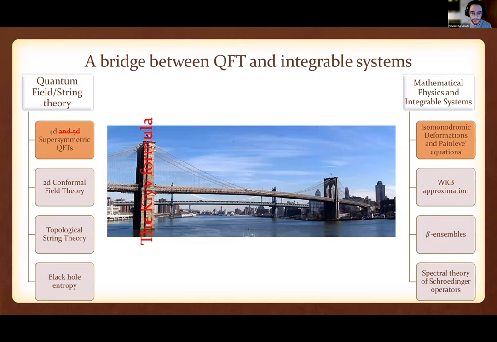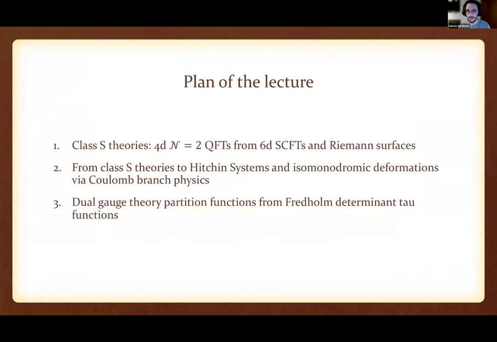And since this is supposed to be an introductory lecture, I will try to assume as little as possible, especially on the physics side, and I will start by introducing the physical theories that we will be dealing with, which are known as class S theories. These are specified by some Riemann surfaces, each theory specified by a Riemann surface with marked points. And in the second part of the talk, I will associate to a vacuum of this theory an integrable system, a finite dimensional integrable system known as a Hitchin system.